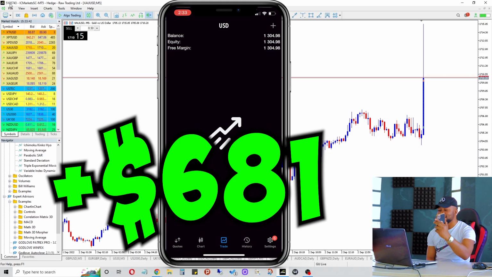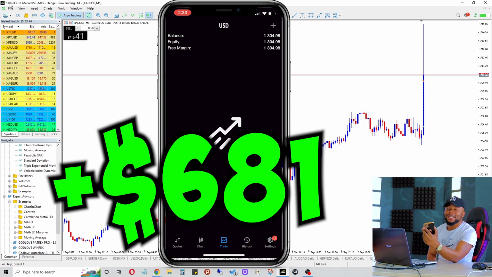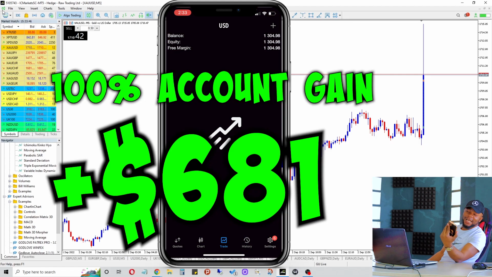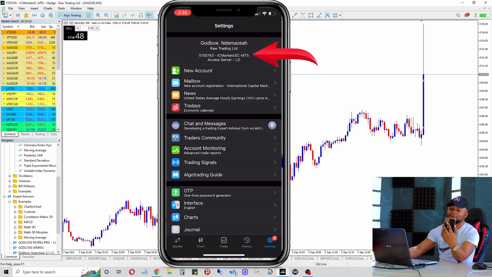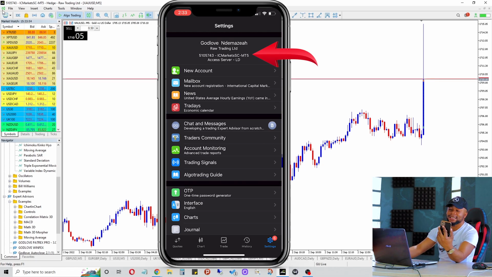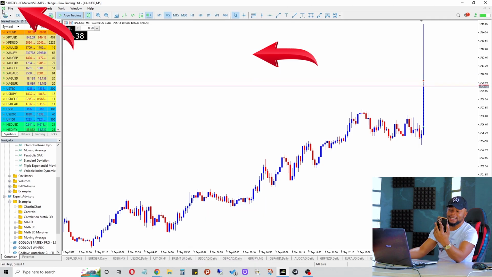We just made how much? We just made 100% of our account. That is a small account, guys. You guys have seen that is a small account. You can see that is the same live account on my phone. Check my computer, guys. That is the same live account on my computer. We are not gambling here. We know what we are doing. That is the same live account.